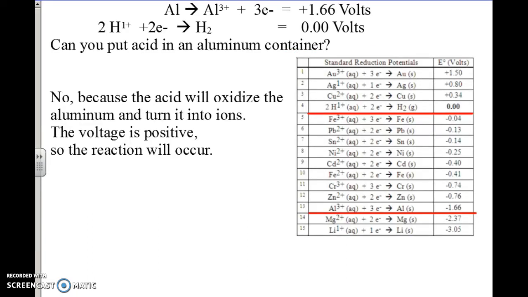So could you put hydrogen ions or an acid into an aluminum container? And the answer is no, because they would go through a redox reaction and that pail would fall apart after a period of time.